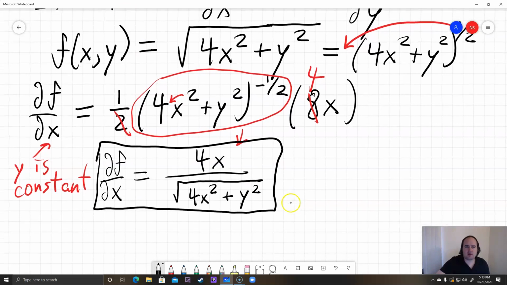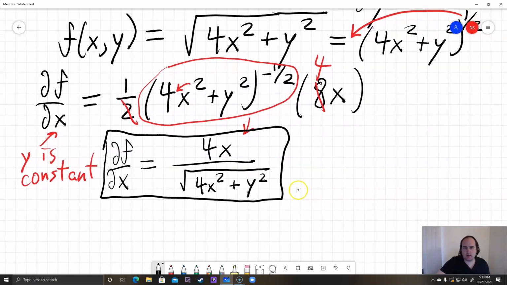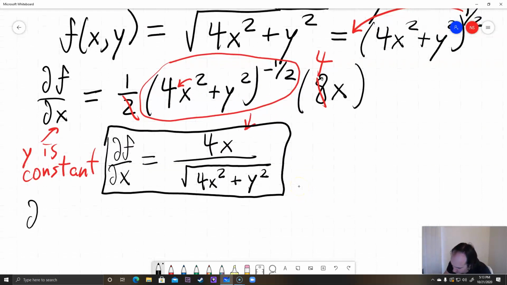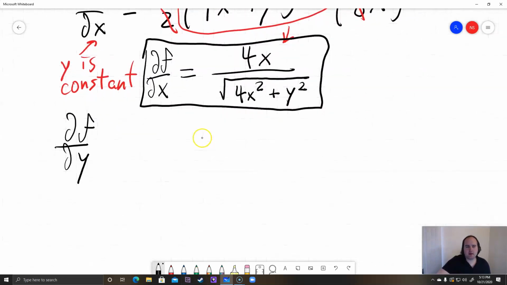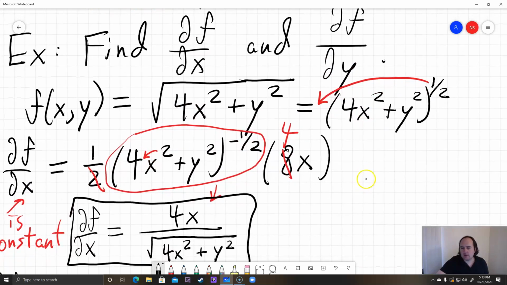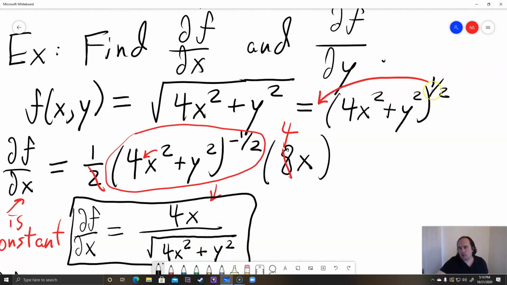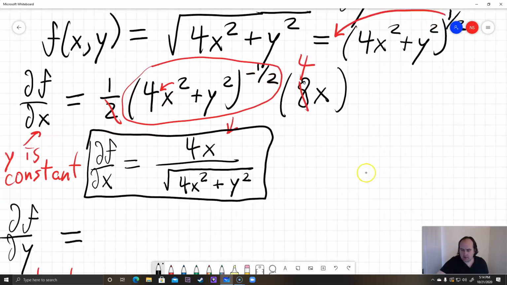So for partial f partial y, the process is going to be pretty similar here. Once again your other variable is constant. So in this case, x is going to be constant. X is a constant. Okay, and we're going to once again use the chain rule. So using this form here where it's written as a 1/2 power, we're going to once again bring the 1/2 out front and decrease the exponent by 1. So that's the chain rule.